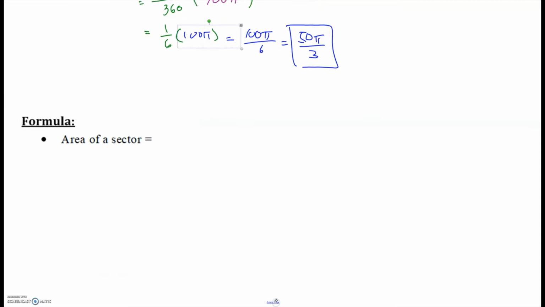All right, we can have here. So the area of a sector is simply going to be the arc degree, or the angle degree, whichever way you want to describe it, it's the same thing, over 360 times the area of a circle, which is pi r squared. So that's all our formula is.